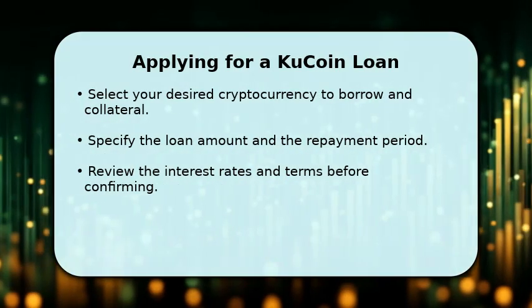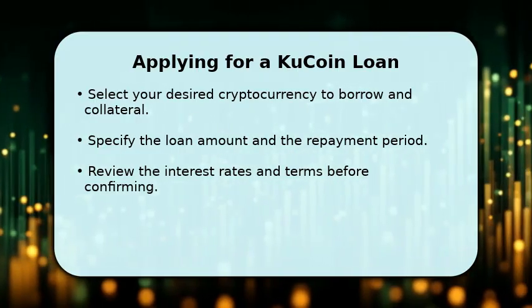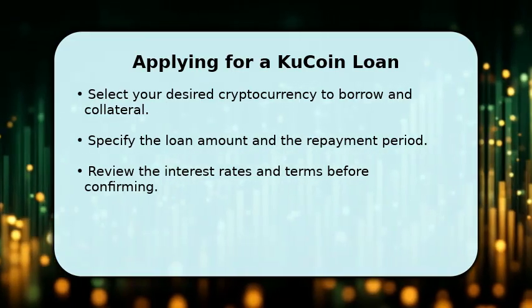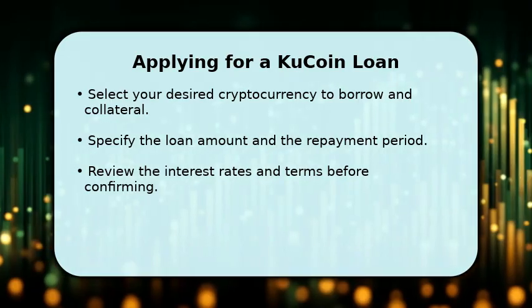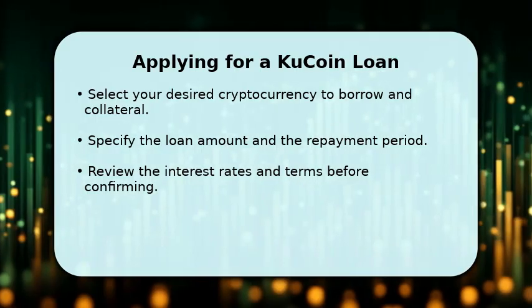Next, let's walk through the application process. You'll choose the cryptocurrency you wish to borrow and the collateral you'll provide, such as Bitcoin or Ethereum. Then, input your desired loan amount and select a repayment period, which can range from 7 days to 28 days.